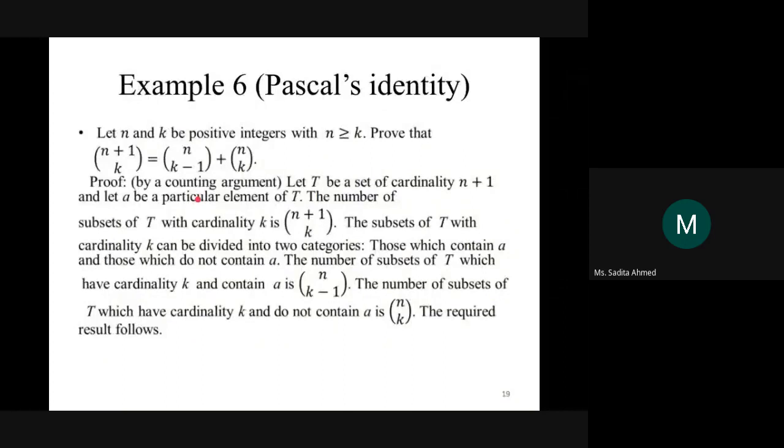Now, first, we'll prove this identity using counting arguments, and then we'll prove the same using algebraic manipulation. Now, Pascal's identity. It's quite famous. So we'll prove this one.